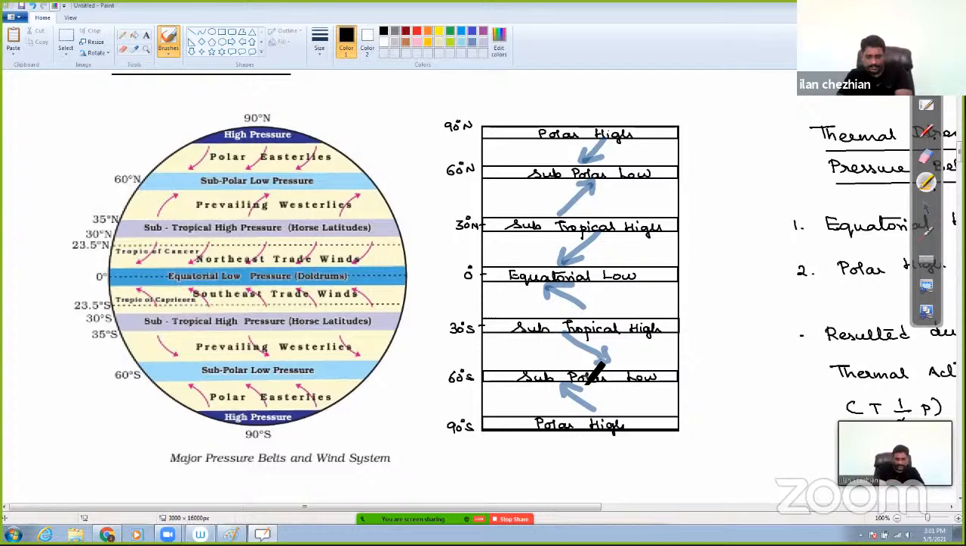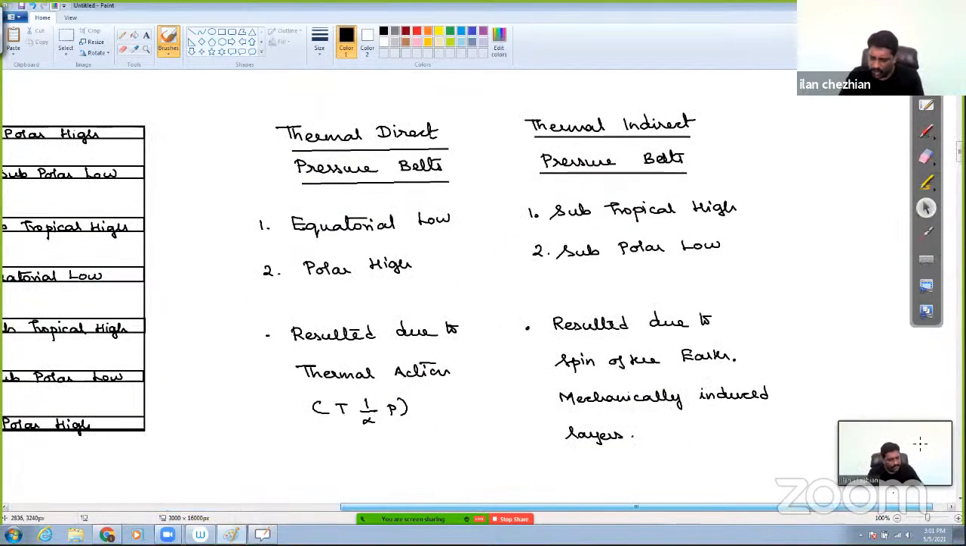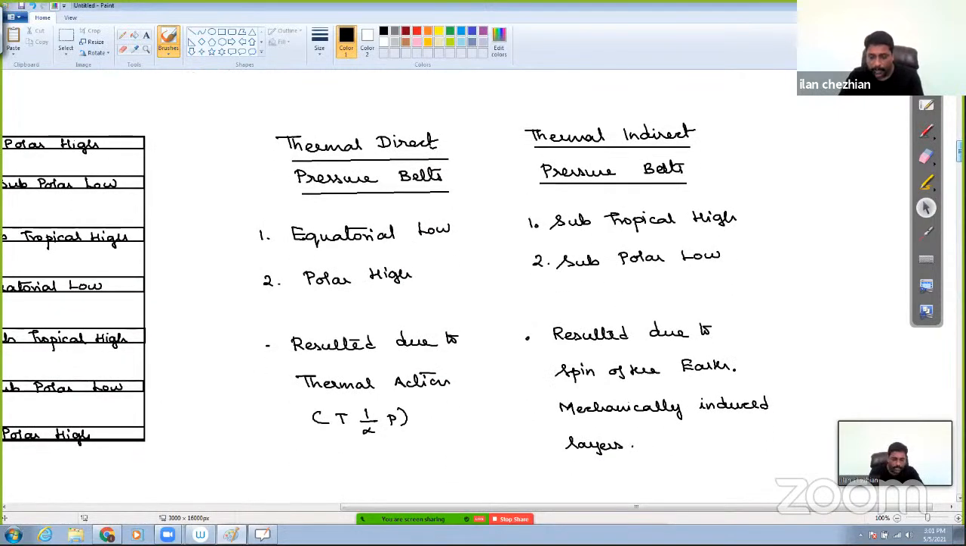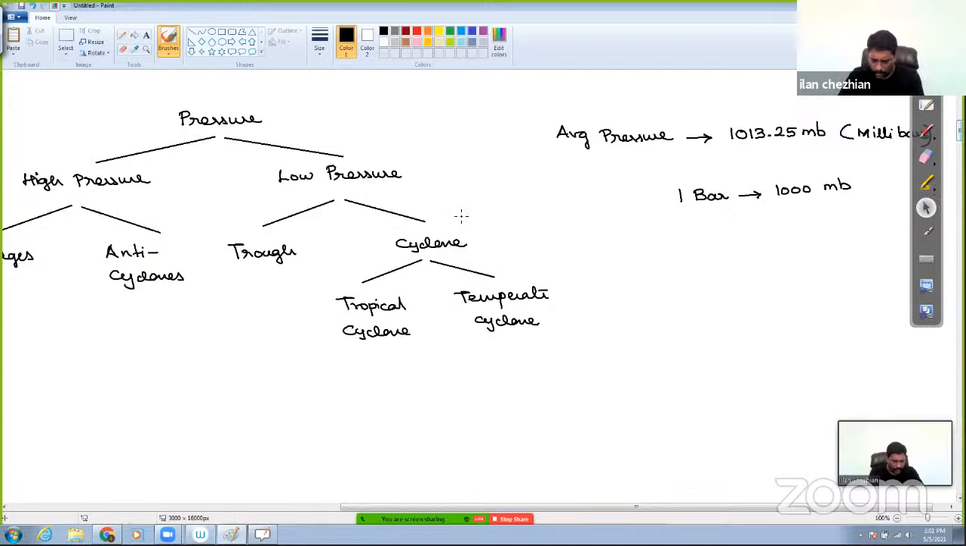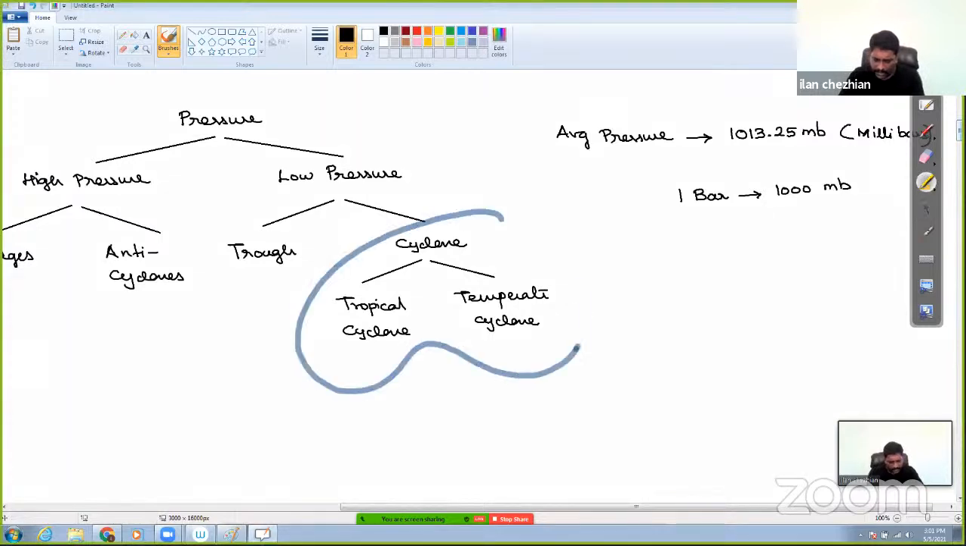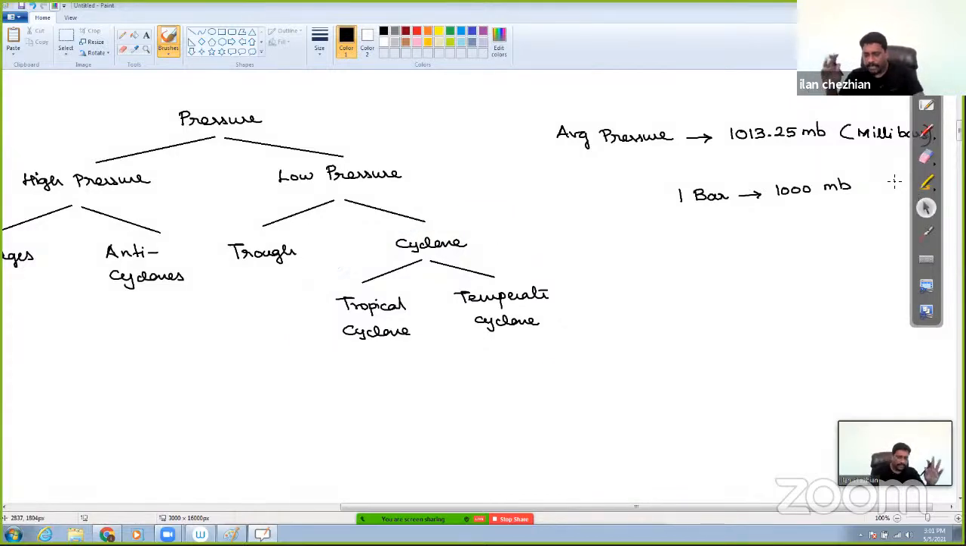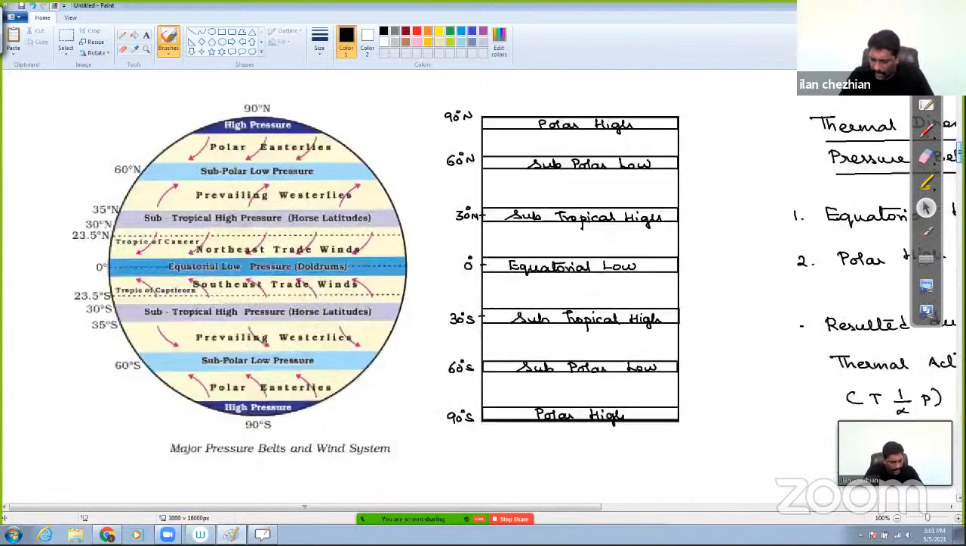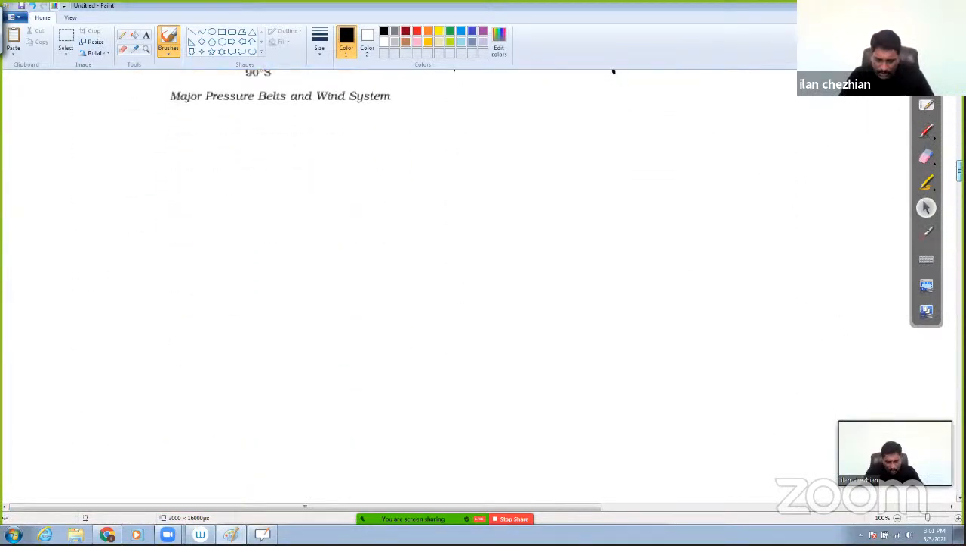So pressure system and pressure belt, approximately we have an idea. Now, my dear friends, with this idea we have completed pressure. Apart from talking about low and high pressure, we know what is thermal direct and thermal indirect. Only thing is that cyclone, I will reserve it for the last. Now we'll just move to the next concept.